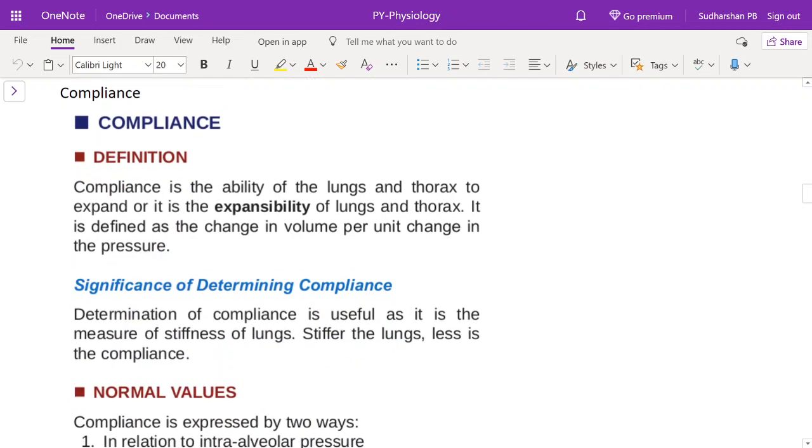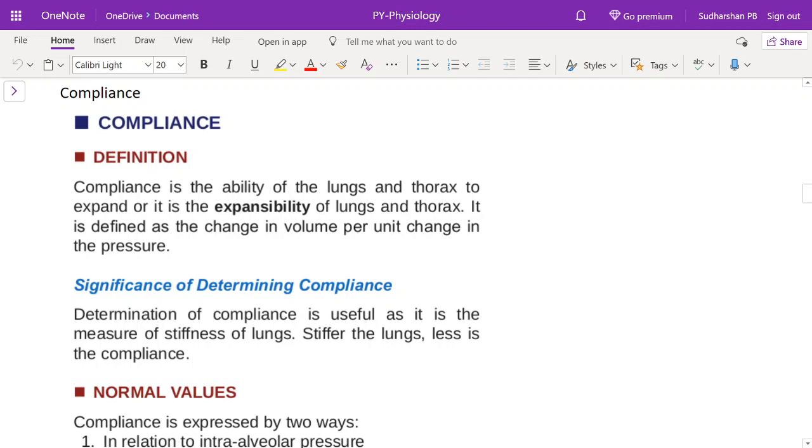Next we talk about compliance. So compliance is nothing but the expansibility of the lungs and thorax. In simple terms, expansibility of lungs and thorax. So why we have to know compliance? It is about the power of the lungs and thorax.